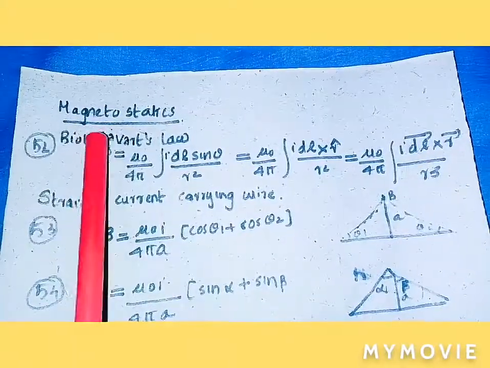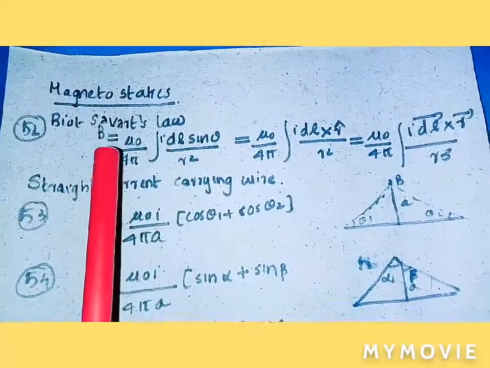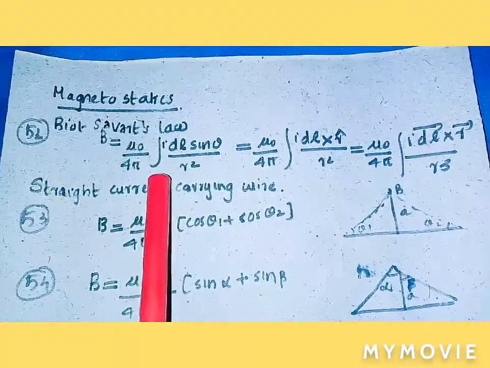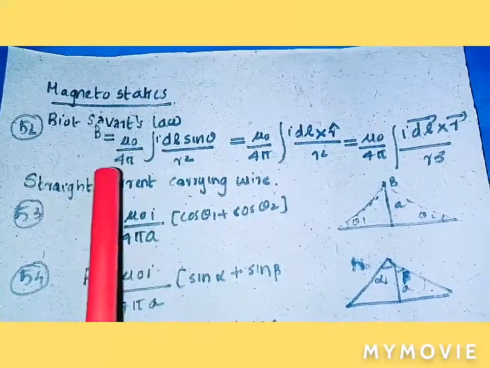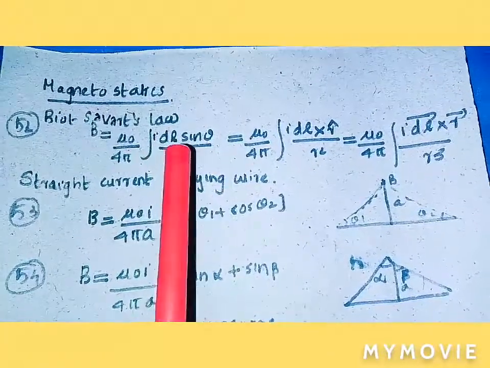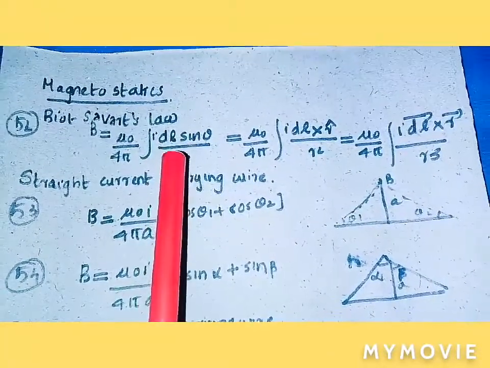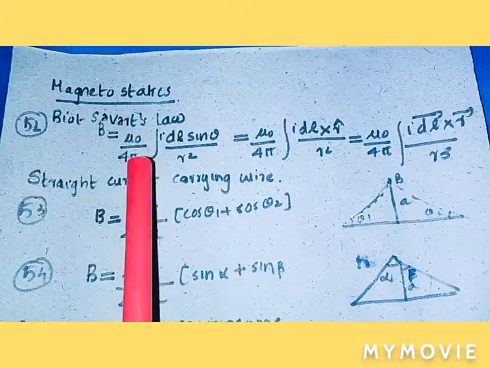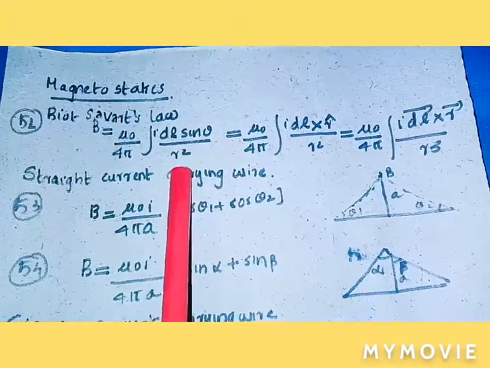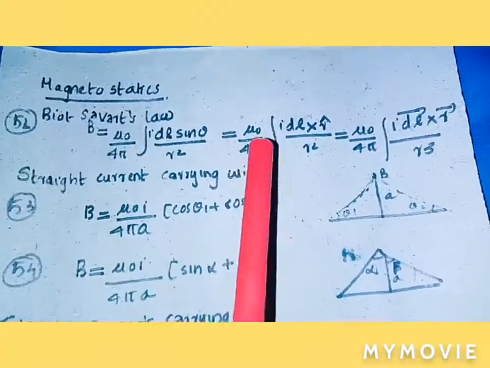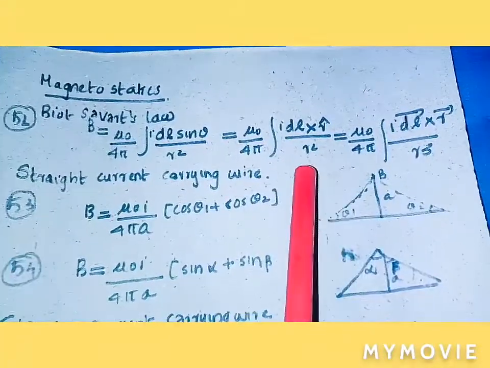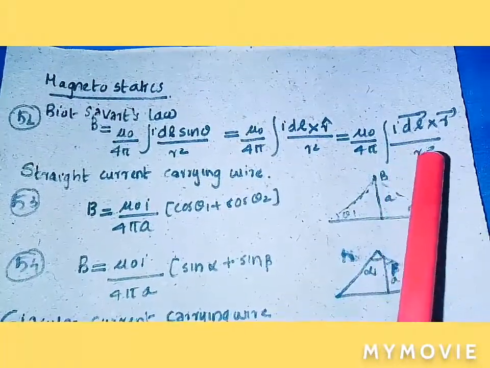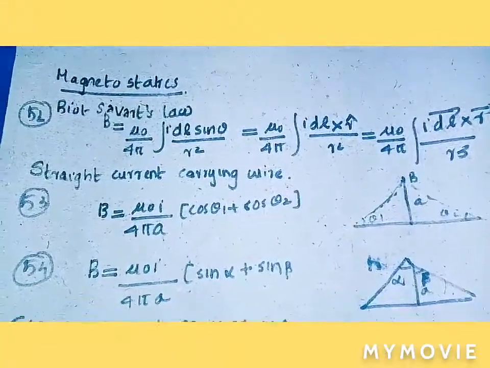Next, we go to the section of magnetostatics. Biot-Savart's law: magnetic field at a point at distance r from a current carrying element which carries current I, length element dl, and angle theta. So Biot-Savart's law: B is equal to mu 0 by 4 pi integral I dl sin theta divided by r square, or mu 0 by 4 pi integral I dl cross r cap by r square, or mu 0 divided by 4 pi integral I dl cross r bar divided by r cube.